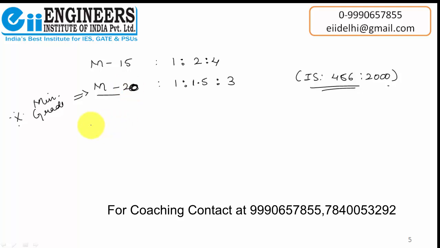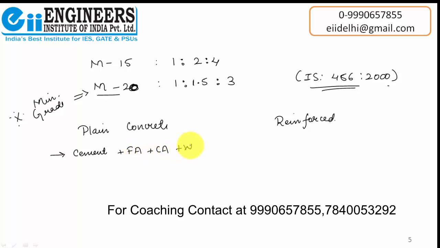Well, now going to the types of concrete. First is plain concrete, second is reinforced concrete. The plain concrete is directly the mixture of cement, fine aggregate, coarse aggregate, and water that we discussed just now. Then why do we need to go for the reinforced concrete? What is the extra in it? The extra thing that we use in the reinforced concrete is the reinforcement, which generally is steel.